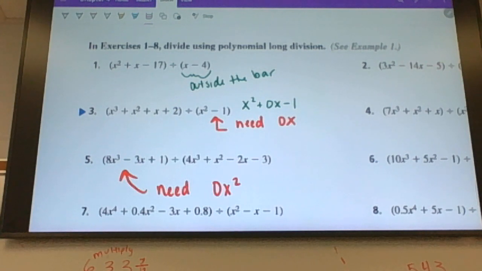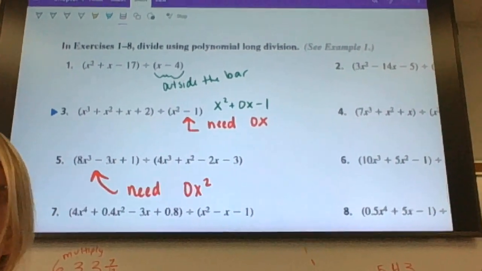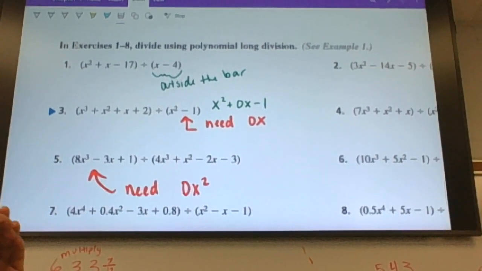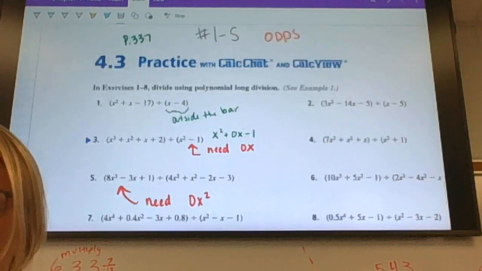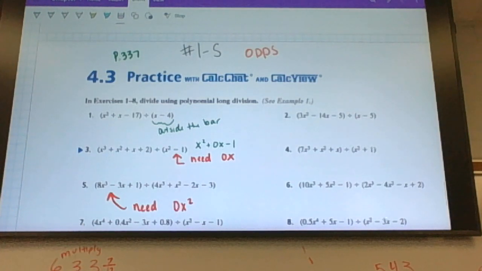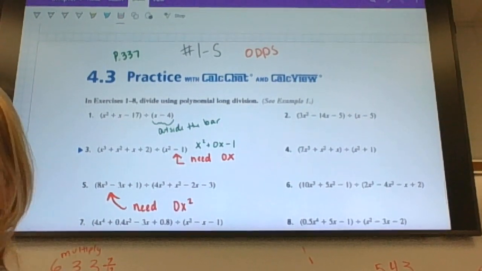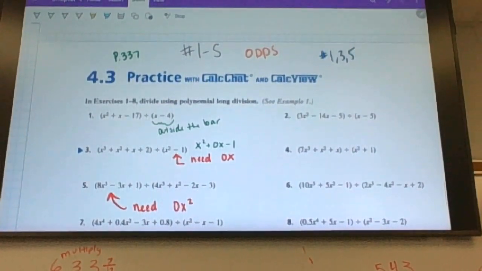Be quiet. I need to tell you all something or you will mess up. My first announcement is that you really only have to do odds if you're not already done with 2 and 4. You could just do 1, 3, and 5. And we're going to work on this again tomorrow, but you really want to try to figure it out today.